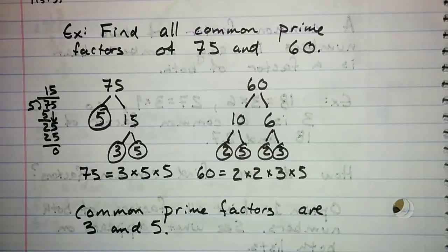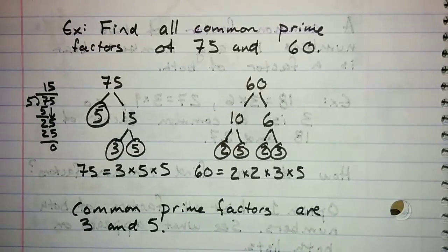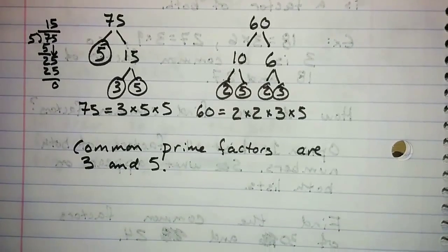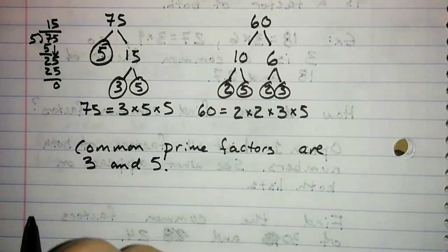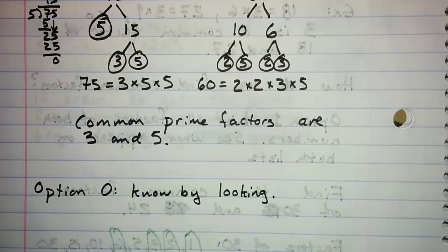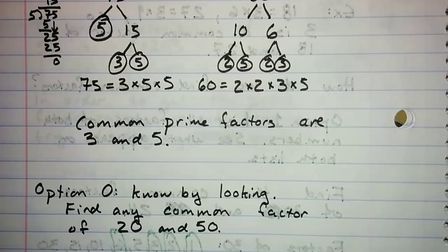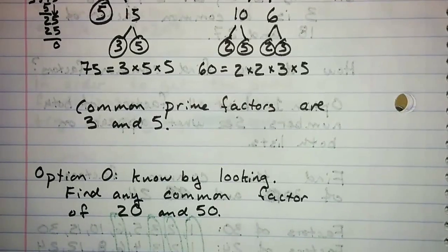Now, if we're just looking for any old common factor, if all we want is just 1, sometimes we can tell just by looking. I'm going to call that kind of option 0. What do I mean? Maybe we want to find a common factor of 20 and 50. Looking at these two numbers, they are definitely both multiples of 10.